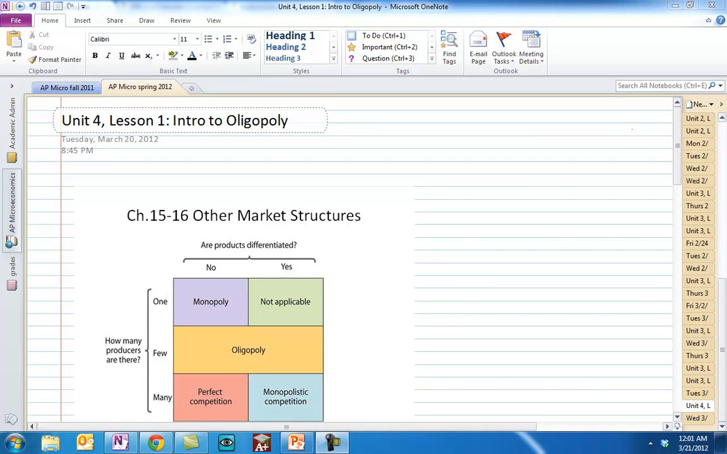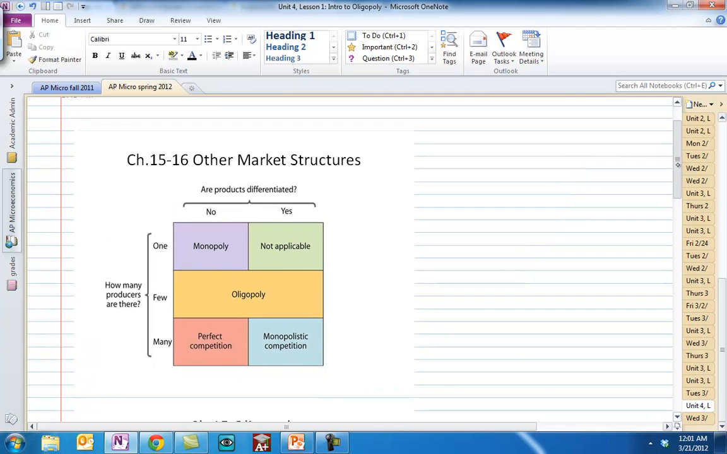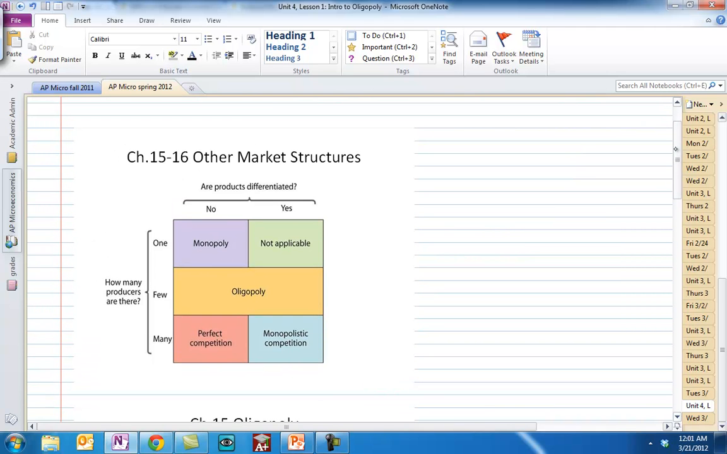Welcome to the first lesson in Unit 4, where we're going to start to look into the market structure of oligopoly. As we've already set up in class, the last two market structures that we have to study are a little bit less defined in terms of the graph and the analysis than were monopoly and perfect competition. But with oligopoly, there's several interesting things we can do with it.